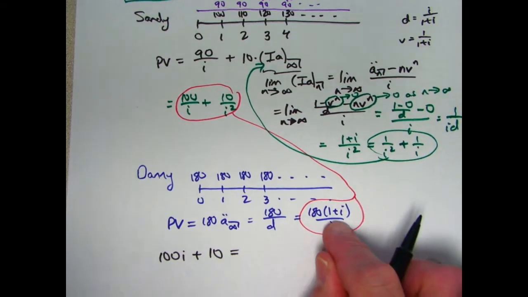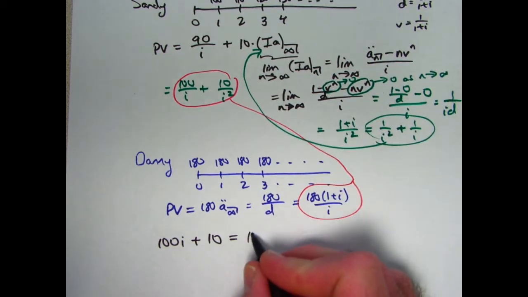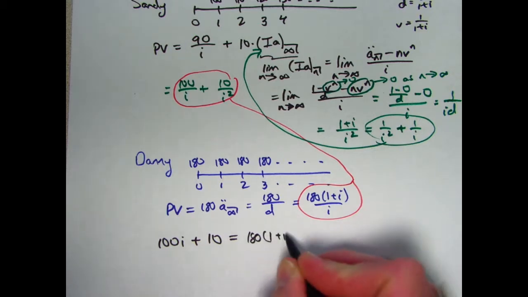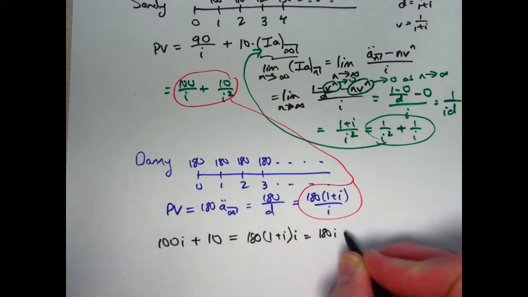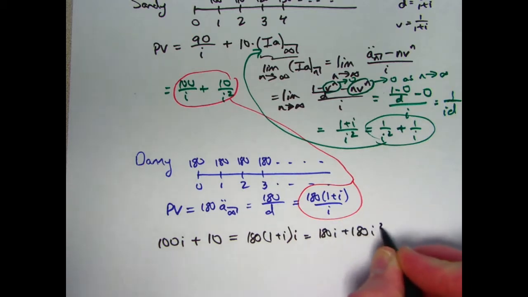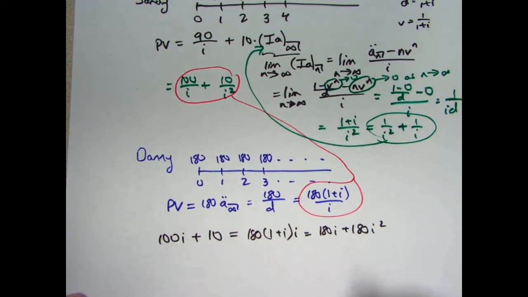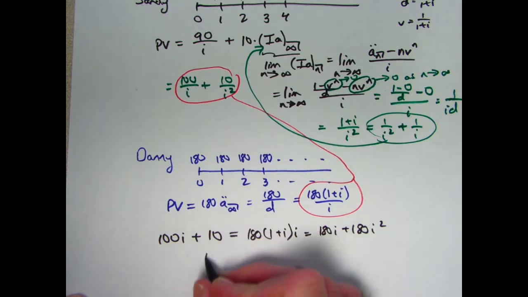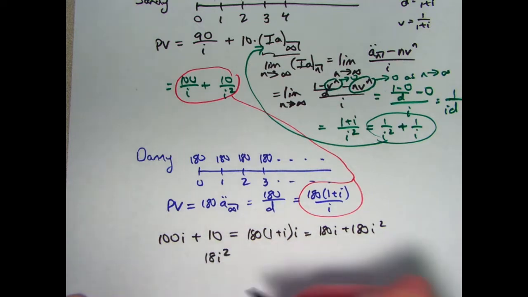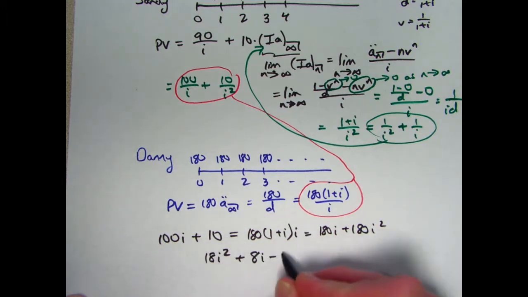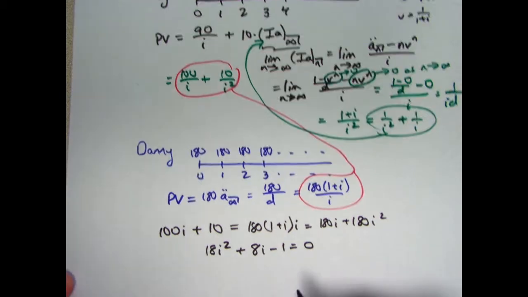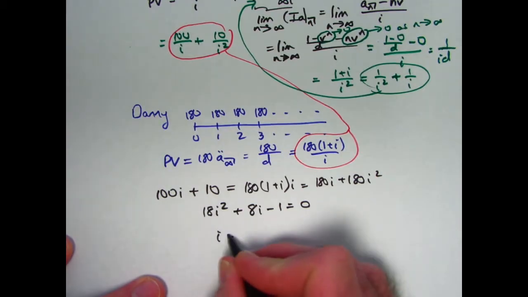Multiply this thing by I squared, one of the i's cancels, you get 180 times 1 plus I times I, or 180I plus 180I squared. You can divide everything by 10 and rearrange. As a quadratic, you're going to get 18I squared. Let's see, 18 minus 10 is going to be 8I, and then a minus 1 equals 0. That's the quadratic equation that you must solve for I.